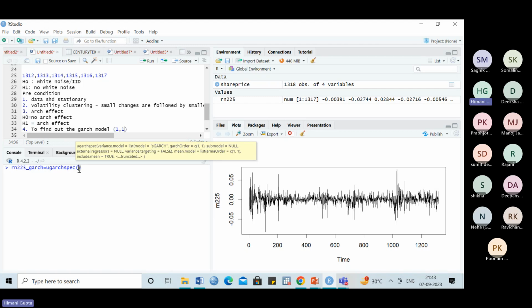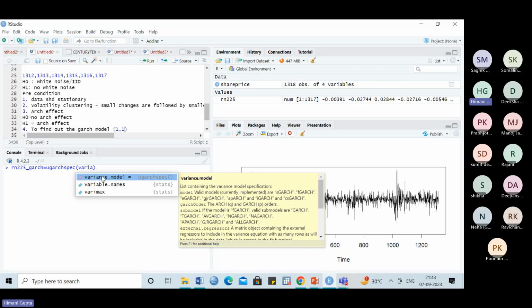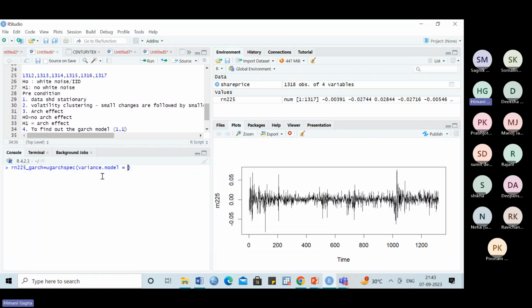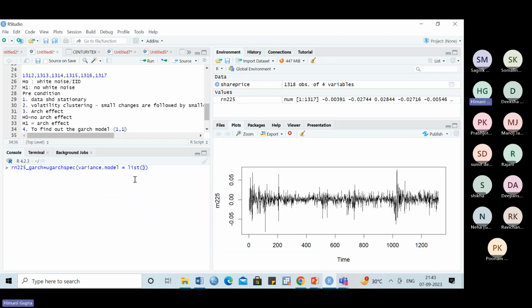So first of all, I'll write variance dot model. You will see that each and every command will be there. Now you can see all the commands are there. Variance model equals to list garch order. Now we have to give the order.